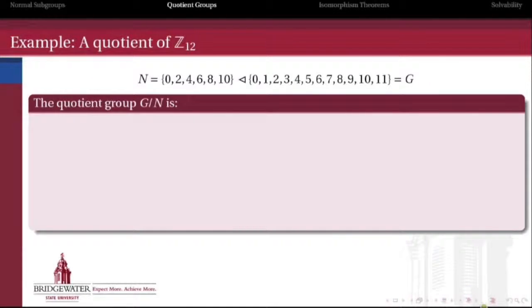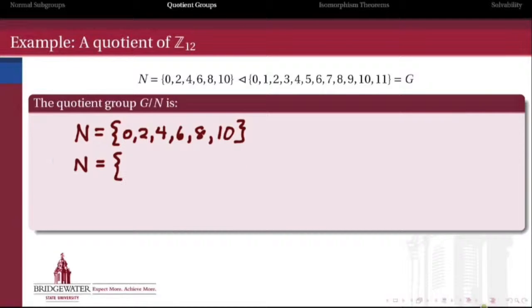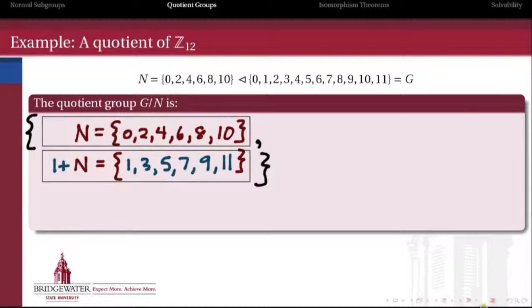Here's some more examples. Going back to Z mod 12 again and taking this time the normal subgroup N that has 6 elements, 0, 2, 4, 6, 8, and 10. What are the cosets? Well, there's really only one that's not N itself, and that's 1, 3, 5, 7, 9, and 11, 1 plus N. And so the quotient group has those 2 elements, N and 1 plus N.